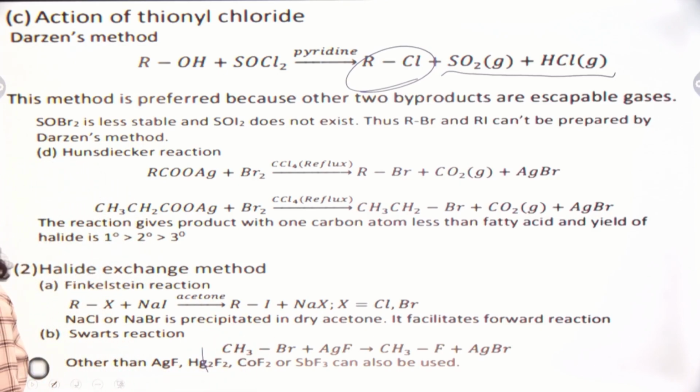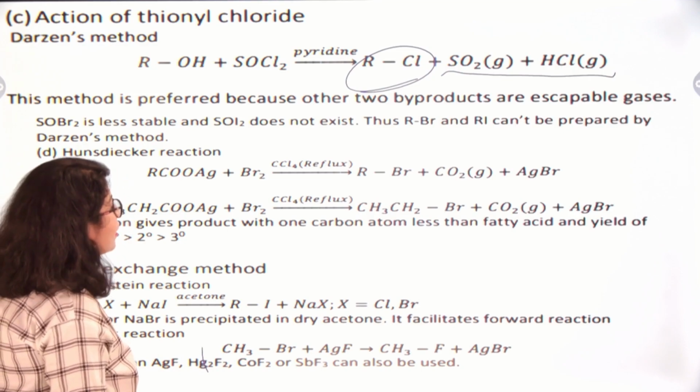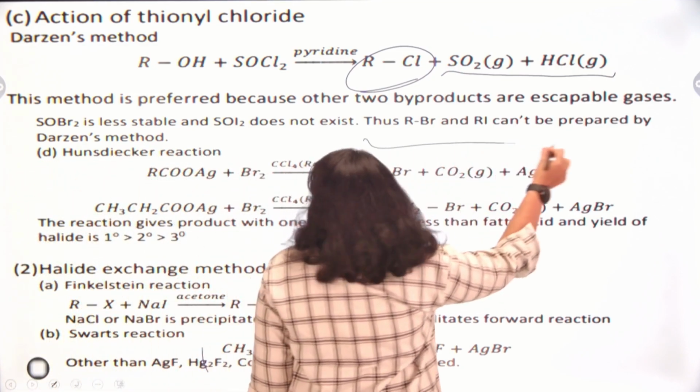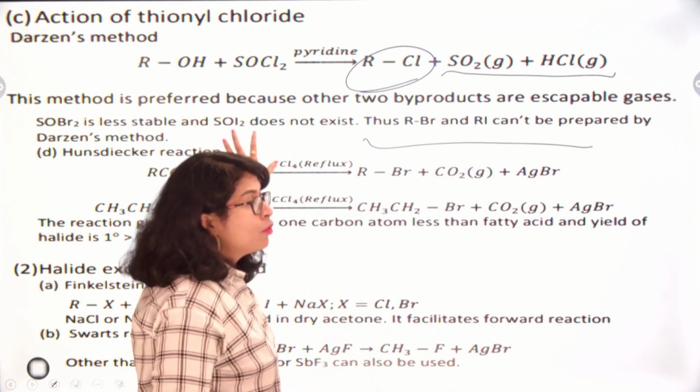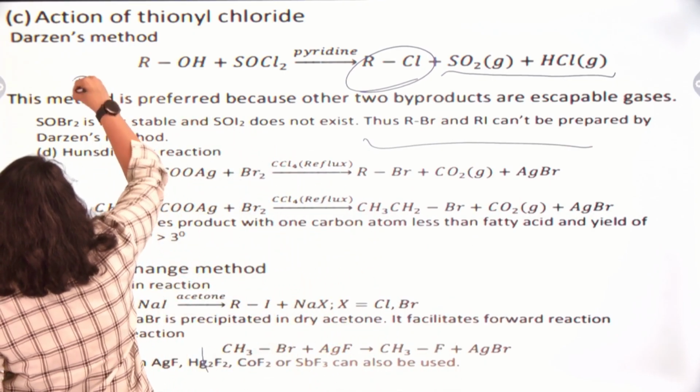SOBr2 is less stable and SOI2 does not exist. Thus, RBr and RI can't be prepared by Darzen's method. Yes, this has a name also and it's called Darzen's method.